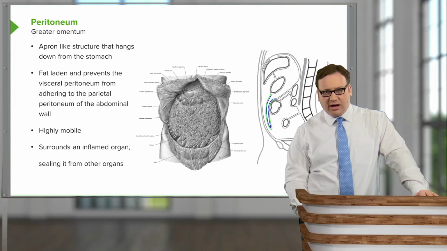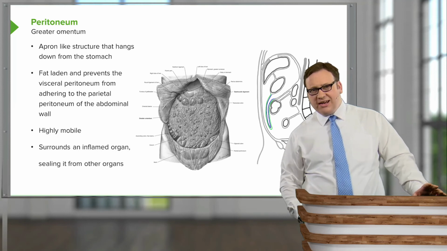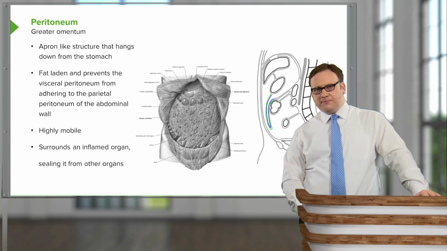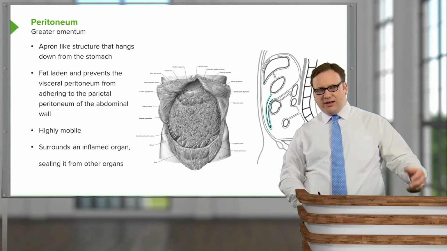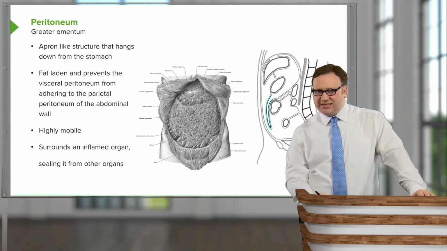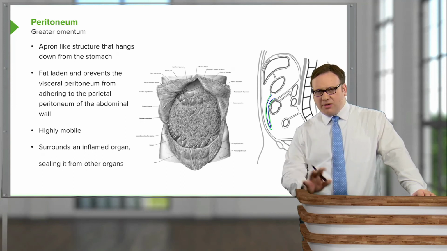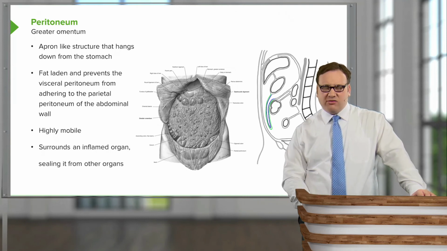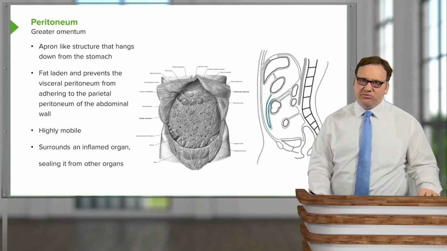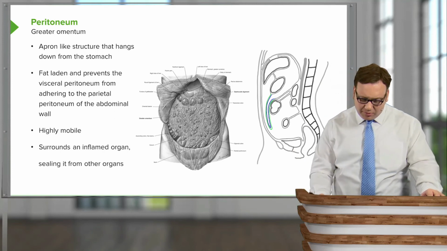It's incredibly mobile, and it's an important function, and it's sometimes referred to as the policeman of the abdomen, as it can surround an inflamed organ. If an organ becomes inflamed, then it can become quite sticky with fibrin. And then these parts can actually stick together and you can have what are known as adhesions. The greater omentum can actually migrate to this area and close it off, and it can limit the inflammation and therefore limit the spread of these adhesions. So the greater omentum is really quite important.